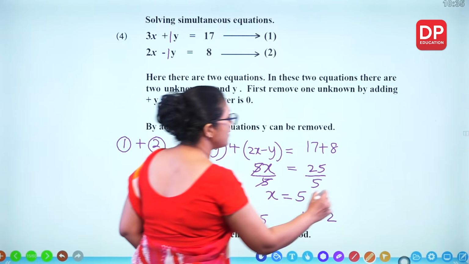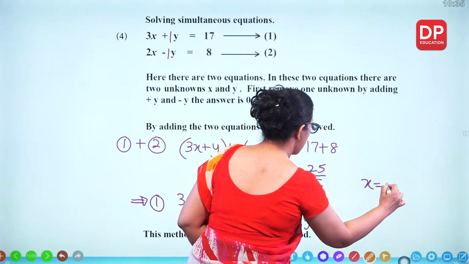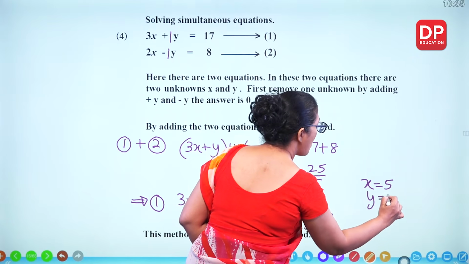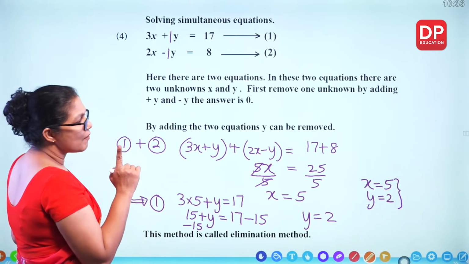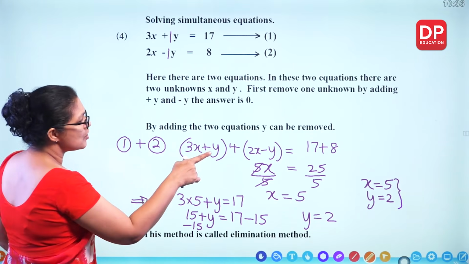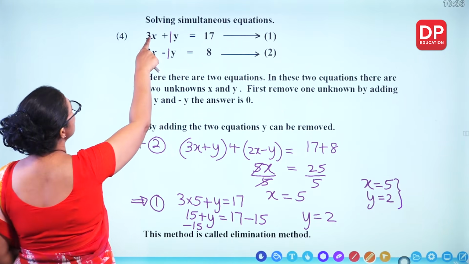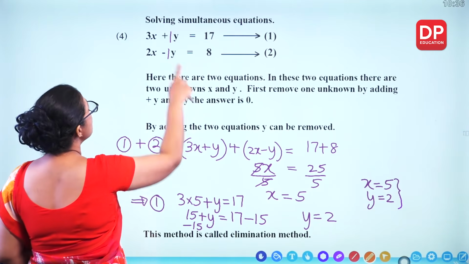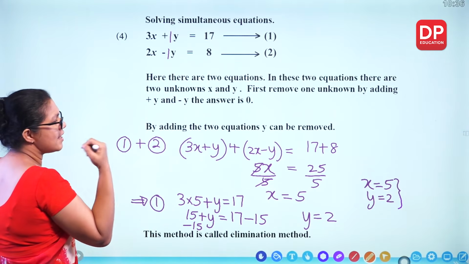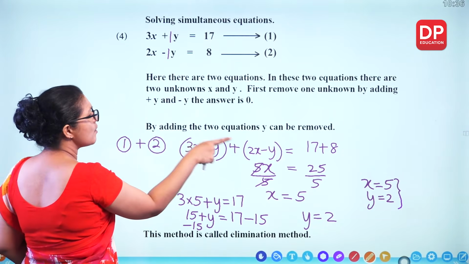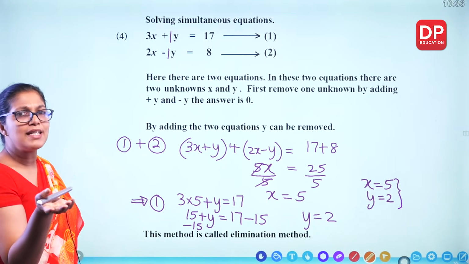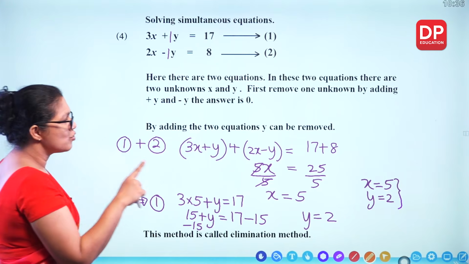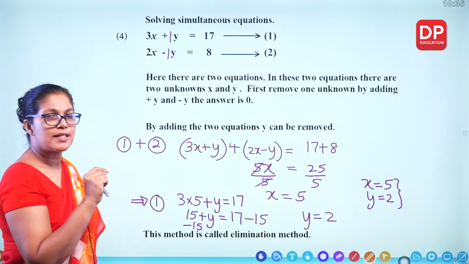So what are the two solutions? x equals 5, y equals 2. Now we can check whether our answer is correct. Just substitute 5 here. 5 times 3, 15. 15 plus 2, you get 17. So that's correct. Substitute into the second equation. 5 times 2, 10. 10 minus 2, you get 8. So that means the two solutions are correct.